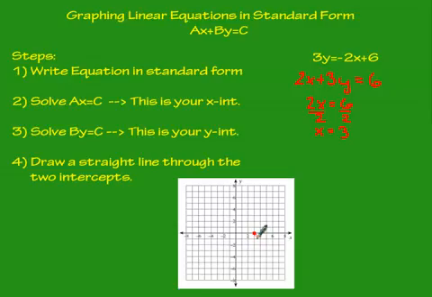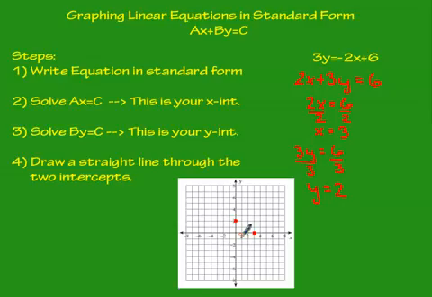Right? And we'll do the same thing. Step number 3 says solve by equals c. We'll take 3y equals 6 and solve this. Divide by 3 and divide by 3, and you get y is equal to 2. Right? That is now your y-intercept. So plot the point 0, 2. Right? And now you have 2 dots that your line goes through.